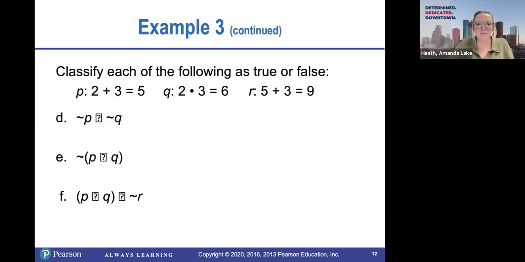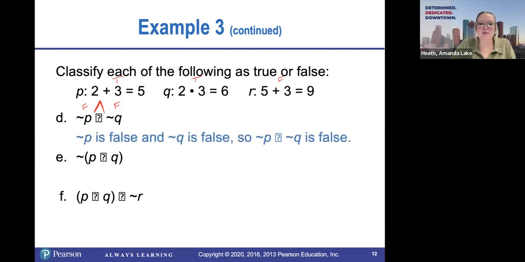Oh no, my symbols are messed up here. But you can try this on your own. We could make this up and figure it out. So let's say that this is a conjunction. Then not P is false, right? Because P is true, Q is true, R is false. So not P is false, and not Q is also false. So false and false is false. So not P and not Q is false.